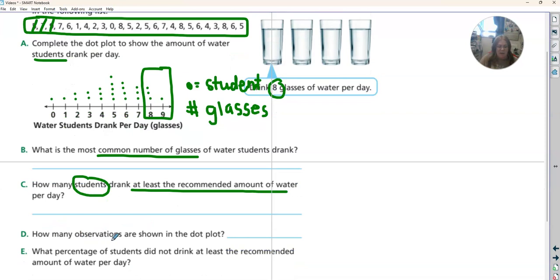Now it just wants to know how many observations are on the dot plot. So how many dots are there total?